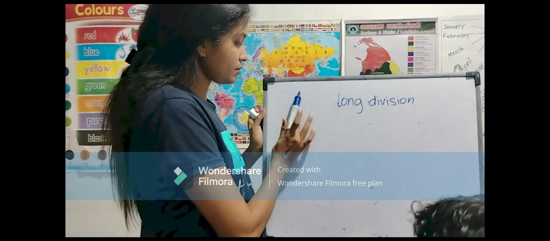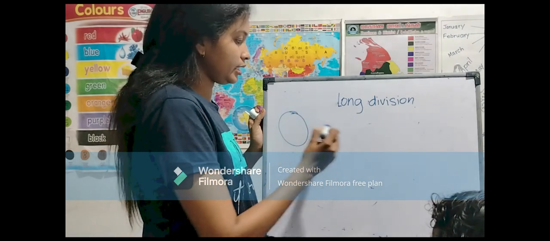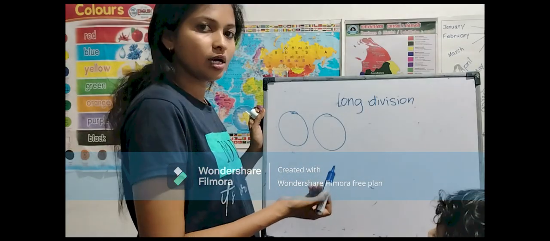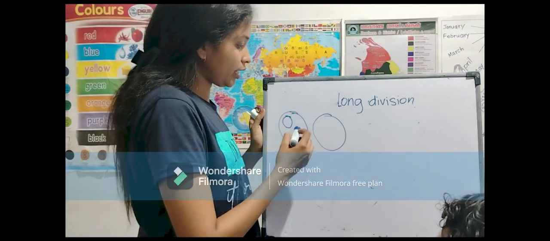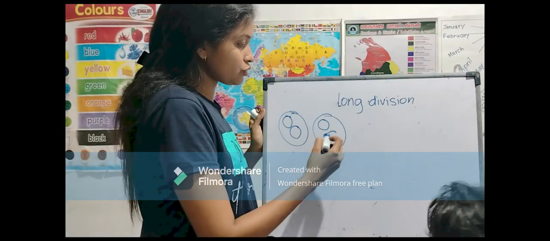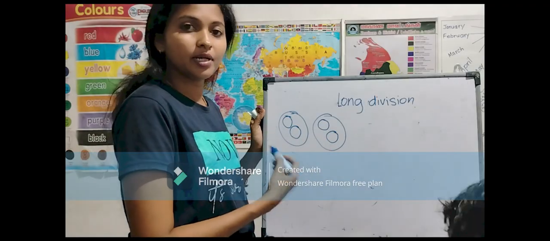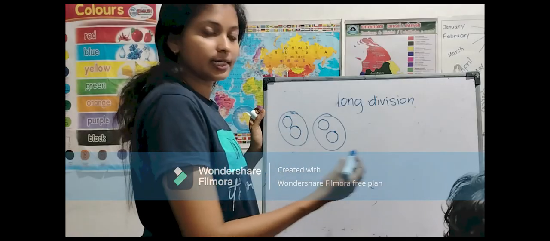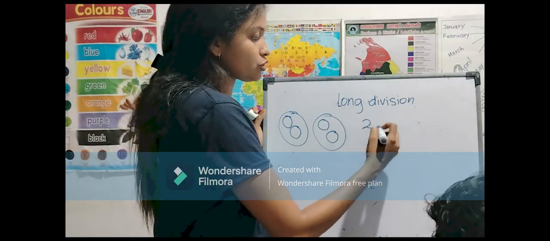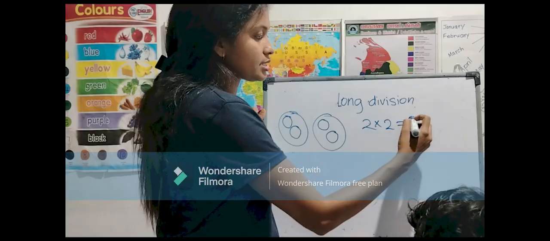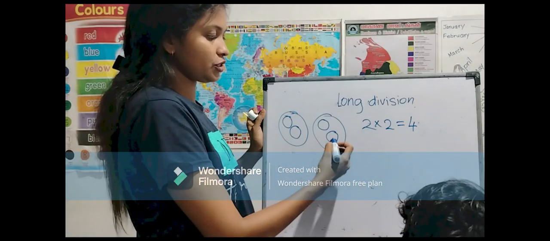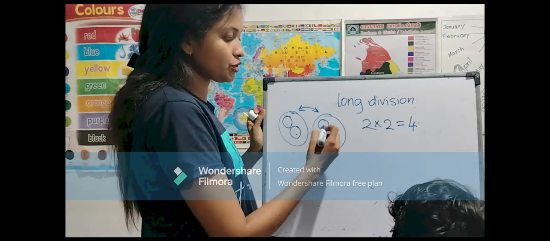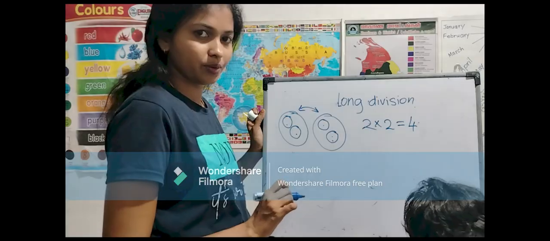Here there are two people. Each person has two toffees. Then we want to calculate the total toffees. What is that? 2 into 2 equals 4.